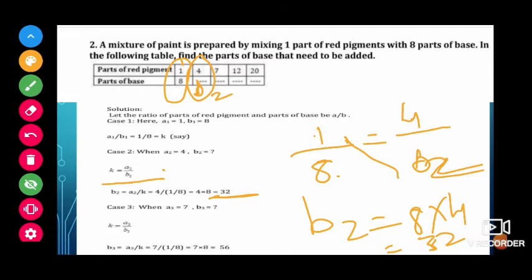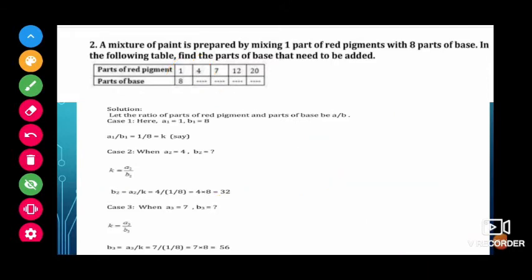Same way again, if we take 1 by 8 is equal to 7 by B3, then B3 is equal to 7 into 8. We will get 56. The remaining, you find. If 12 parts of red pigment are used, how many parts of the base? If 20 parts of the red pigment are used, how many parts of the base do we have to mix?